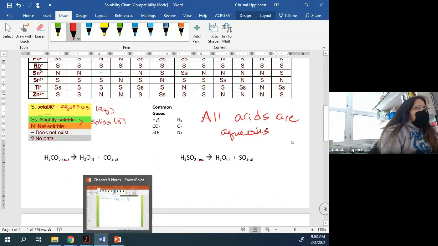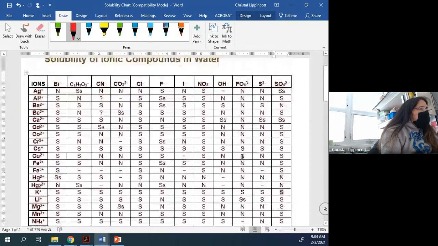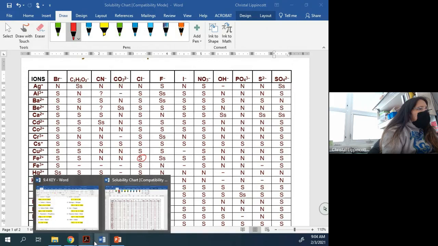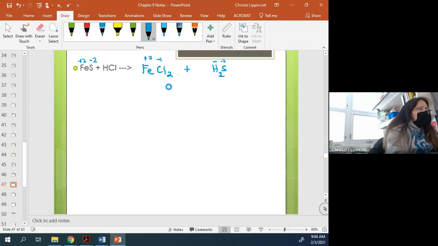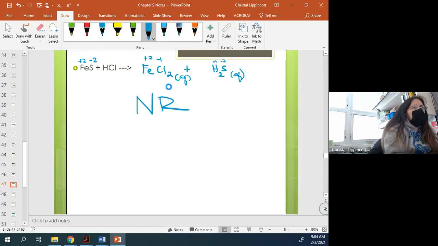So I already know that my H2S is aqueous. I need to find that iron chloride on here. Okay. And there's different types of iron here. There's 2 different types. We decided that we were dealing with iron 2, and I need to go over to the chlorine, and it's an S. Okay. So if that's an S, that means what? That means that this is aqueous and this is aqueous. So what does that tell us about this equation? No reaction, yeah. And the beauty of a no reaction is, well, we don't have to balance that sucker.